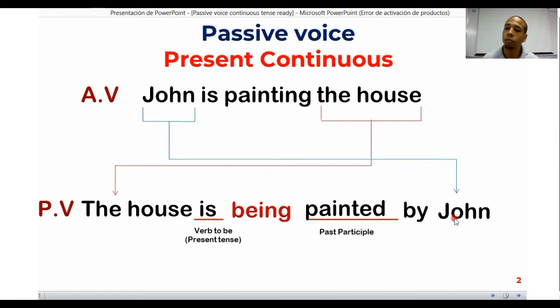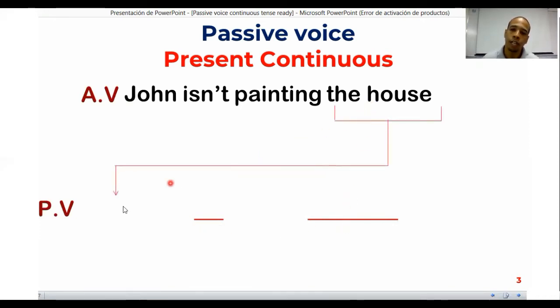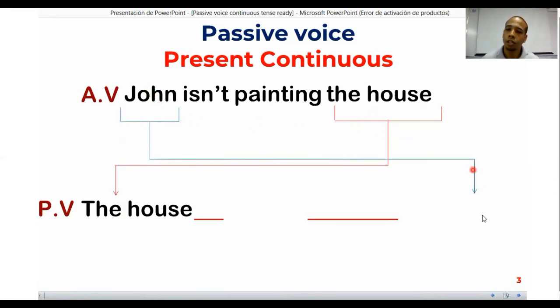Since John is an object, it can be substituted by an object pronoun. In this case, him. Remember the pronoun chart? Yes. Let's have another example. This is a negative example. John isn't painting a house, so it's an active voice sentence. You're going to change it into passive voice. You have the two blanks. You move the house again. Now you move John to the end.